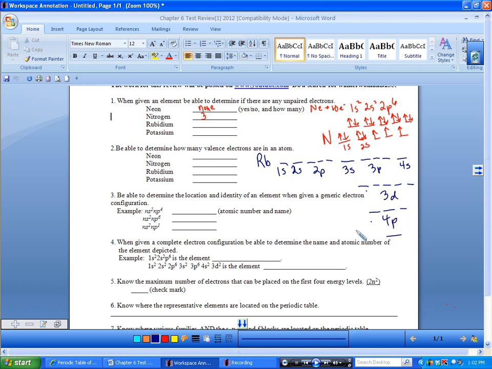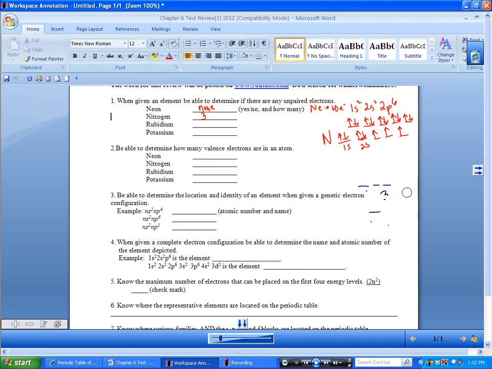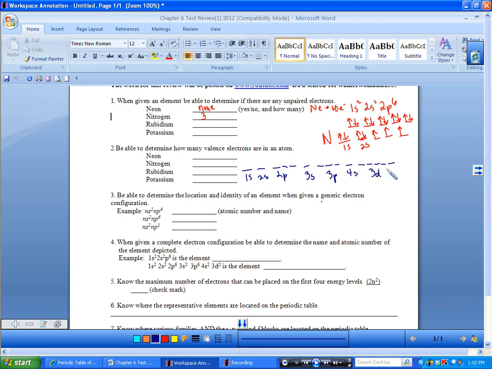I've got them spread out, so let me just redraw that so they're not spread out, and it makes it a little more continuous. So let me do it again. Here's 1s. Here's 2s. 2p. 3s. 3p. 4s. 3d. After 3d comes 4p. And the last one is going to be 5s.